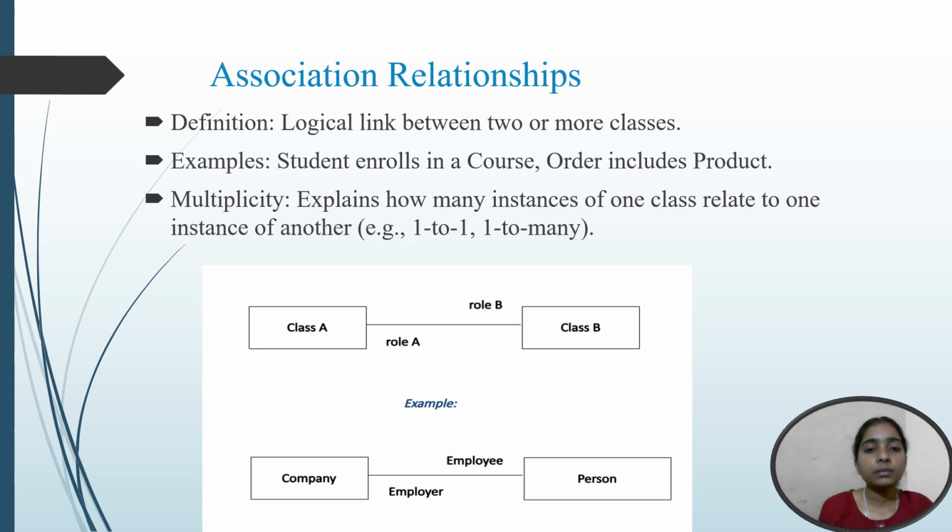Here is the association relationship, and its definition is a logical link between two or more classes. For example, a student can enroll in many courses, and an order includes many products. Multiplicity explains how many instances of one class relate to one instance of another class, for example, one to one, one to many. In this example, we can see that a person is an employee of the company and the company consists of employees.